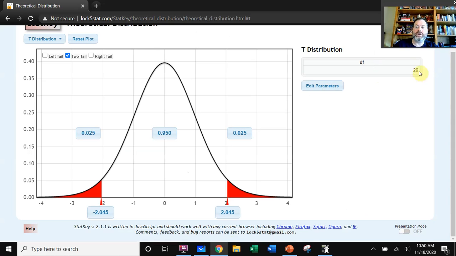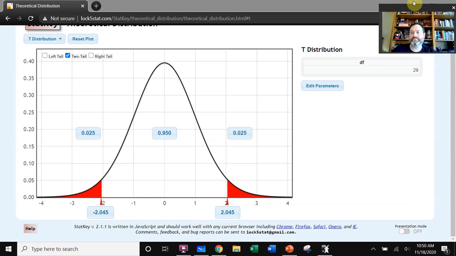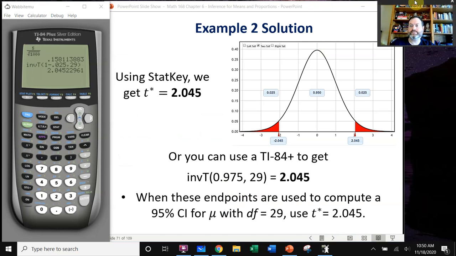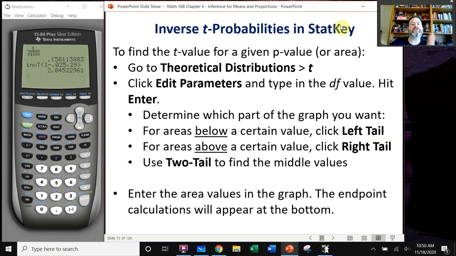Here's your StatKey again. It's always the same steps. Put in the DF, change this to your confidence level, and your t star will be plus or minus these numbers. And there's the instructions how to do it in StatKey. Again, everything's in your notes. I went ahead and showed you that, so I'm not going to spend any time on it.